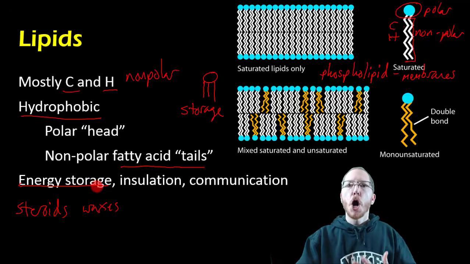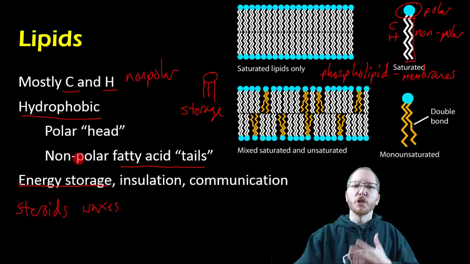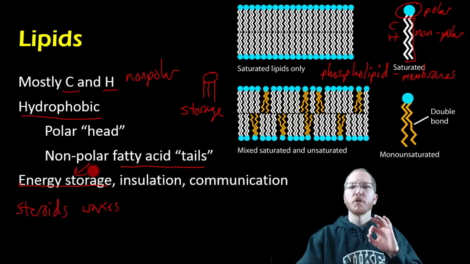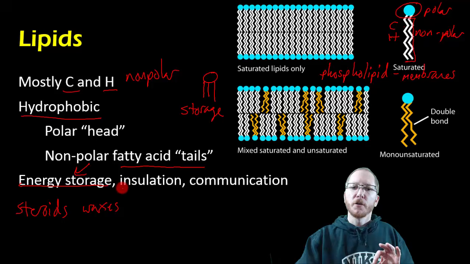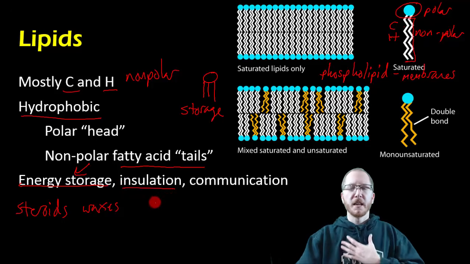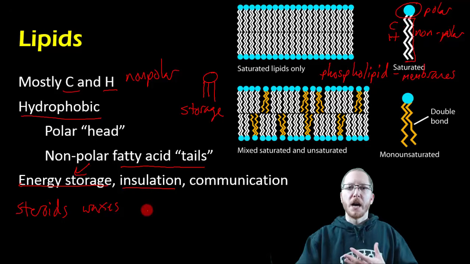So this is why long term, if we've got extra energy, we try to store it as fats because it's the most efficient way to store it. It also gives us insulation, so you can see that a layer of fat around our body helps protect us from being out in the cold.